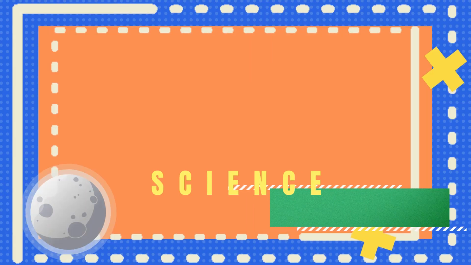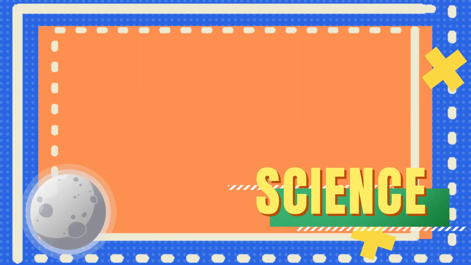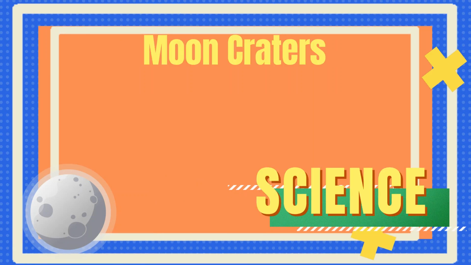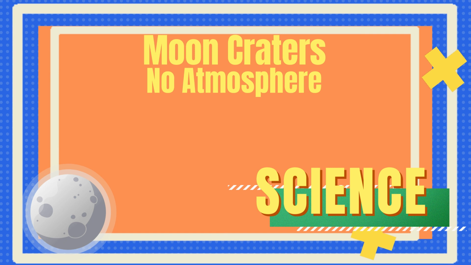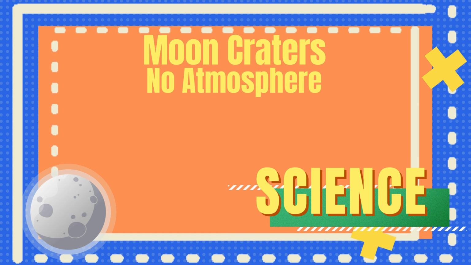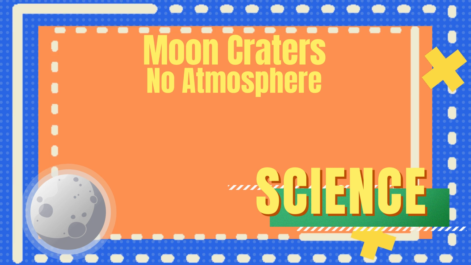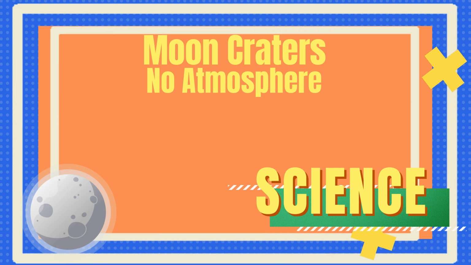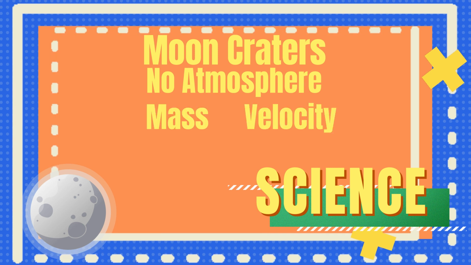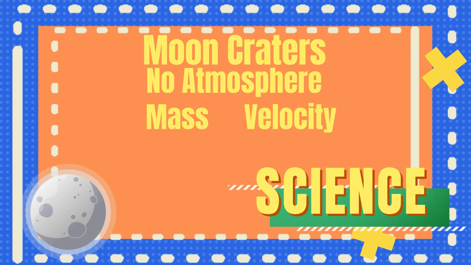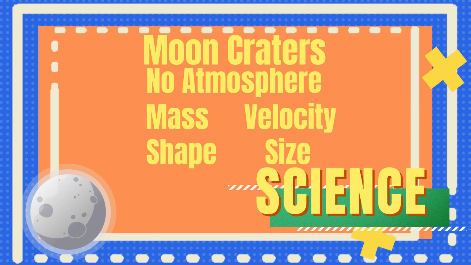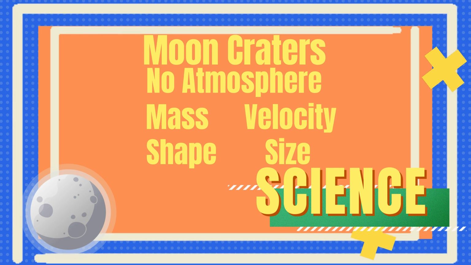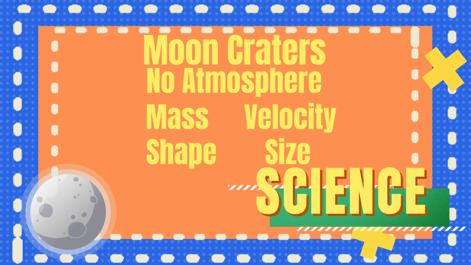To help you get started on your experiment, you first need to know the science of moon craters. Moon craters are created when asteroids and meteorites crash onto the surface of the moon. The moon lacks an atmosphere, and so it also lacks the small amount of protection that an atmosphere can provide. Without the atmosphere, other factors like mass and velocity of the asteroids or meteorites will determine the shape and size of the crater. Objects with more mass and higher velocity will create bigger craters, as well as deeper craters.